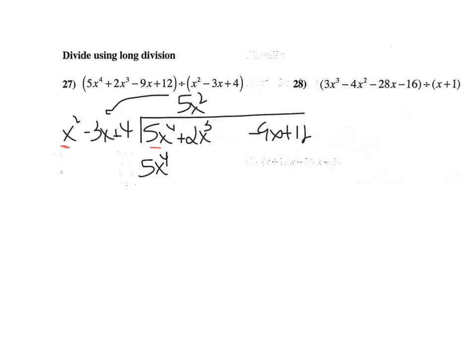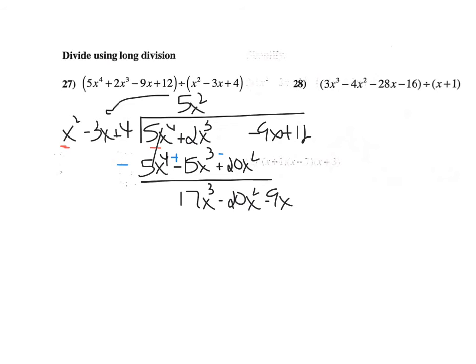Remember, multiplying by everything over here. Negative 15x cubed, and then plus 20x squared. Draw the line, change the signs. And what happens is those are gone. It leaves me with a 17x cubed minus 20x squared minus 9x. Now, I'm looking at this one, and the first one again, it needs a 17x. So I'm multiplying everything out there by 17x, so I get 17x cubed minus 51x squared, and then plus 68x.